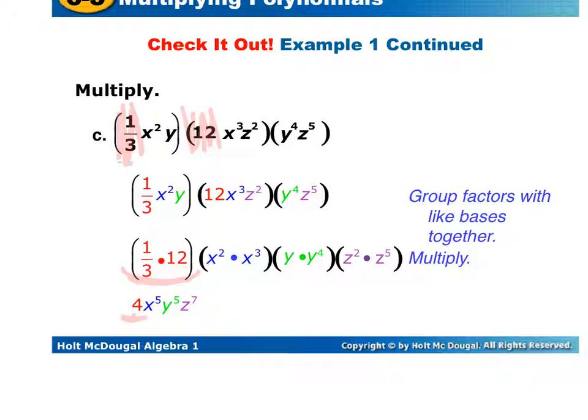Then they went and they got all the x's. So an x squared, an x to the third, no x in the last one. So just the x squared and the x to the third. You add them and get x to the fifth. Then next we have the letter y. I have a y here and a y here. Nothing in the middle. Y to the first times y to the fourth gives you y to the fifth. And then lastly, the z's. They did it in purple. I'll do it in yellow. So then here, put them together, and 2 plus 5 is 7.